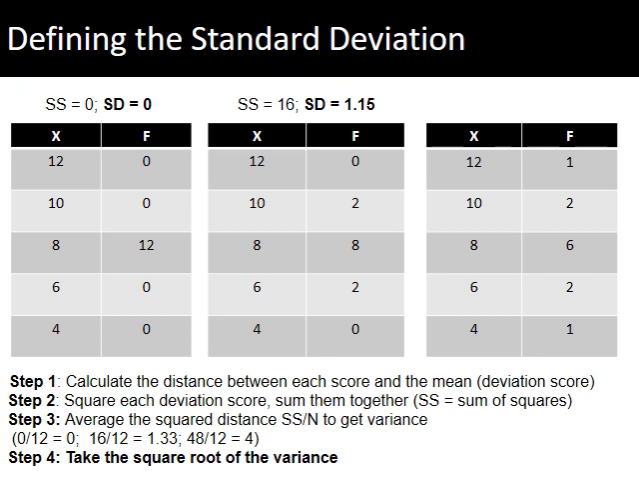And finally, the last one. We end up with a sum of squares of 48. We divide that by 12, the number of scores, and end up with 4, so a variance of 4. And then we take the square root of 4, resulting in a standard deviation of 2. So again, standard deviation of 2 means that the average distance between any score and the mean in this last distribution is 2.